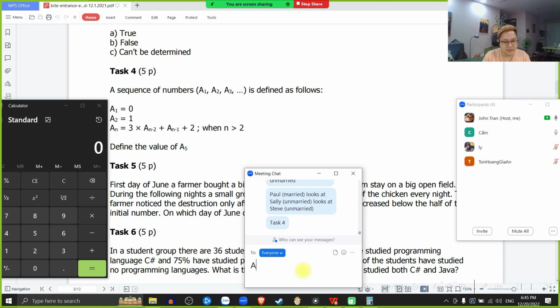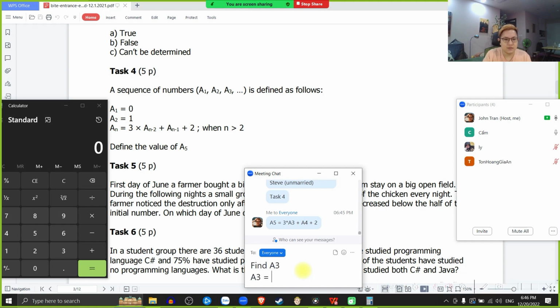Bây giờ A5 nó bằng cái gì đã? Let's define what A5 is. A5 is equal to 3 times A3 plus A4 plus 2. Đó, cái công thức nó phải là như vậy. A5 equal to 3 times A3 plus A4 plus 2. Nhưng mà chúng ta phải tìm A4, A3 đã. We need to find A3 and A4 first, ok? Đầu tiên phải tìm A3 trước đã. Find A3.